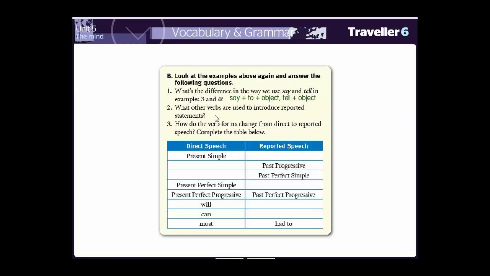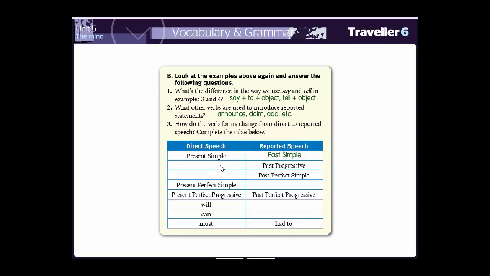2. What other verbs are used to introduce reported statements? Announce, claim, add, etc. 3. How do the verb forms change from direct to reported speech? Complete the table below. As I said to you before, you should revise part 1. Direct speech, reported speech. In direct speech, present simple. Reported speech, past simple. We change present simple into past simple.